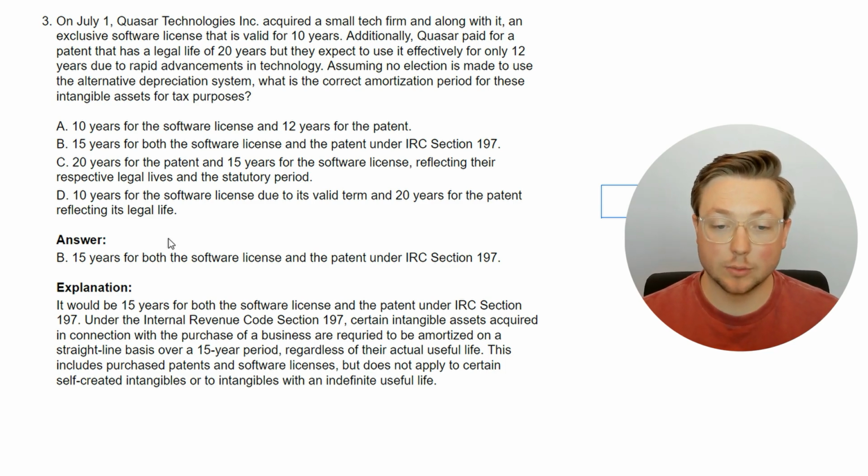Or obviously, self-created intangibles. Those things would not necessarily fall under this rule, but the vast majority of stuff you're going to be seeing in the CPA exam will fall under it, they're trying to test you on this specifically. So again, intangible assets mostly under tax law have a 15-year amortization period. All right, so let's go ahead and move on to the next question.